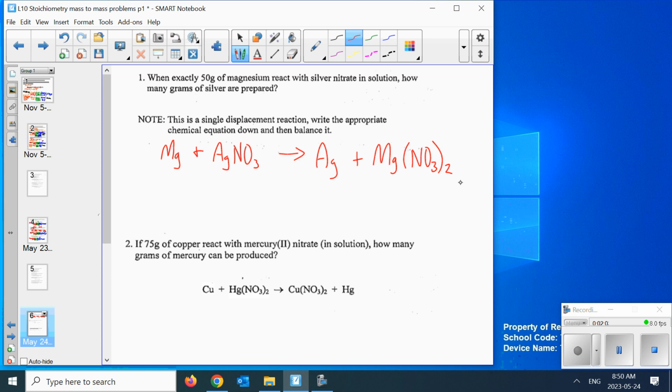I look: 1 Mg, 1 Mg, 1 Ag, 1 Ag. NO3 is 1 on the left side, 2 on the right side. So I need a front number. This is how we do it. Anyways, I've got this balanced. Stop me though, because I'm talking at the same time and I'm prone to making mistakes. Stop me if there's something that's different than that. I will pause the video for a second.